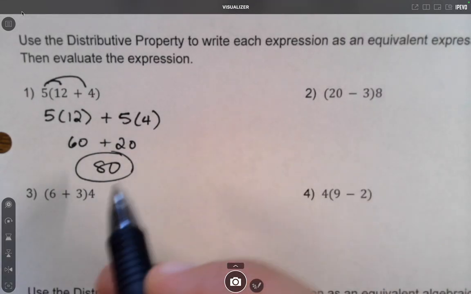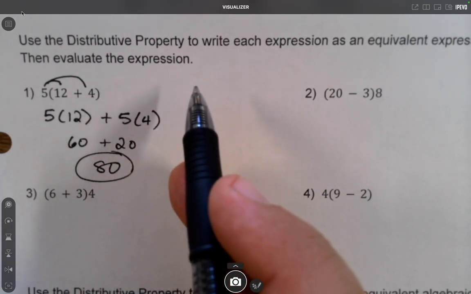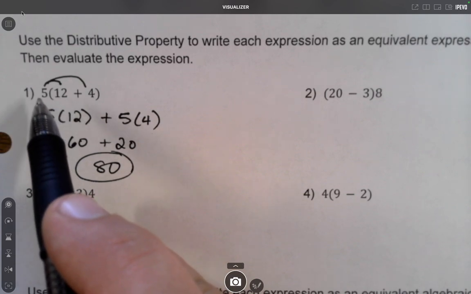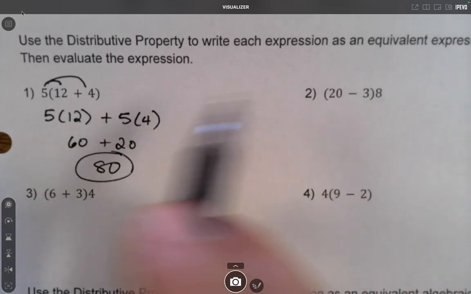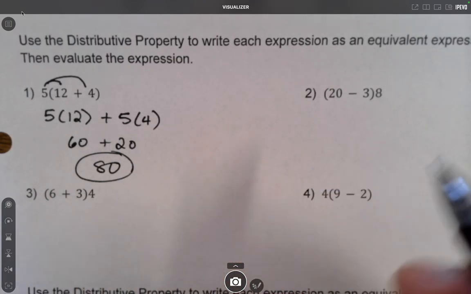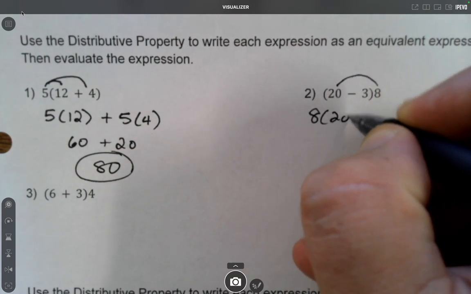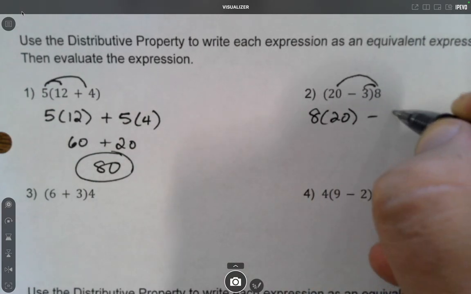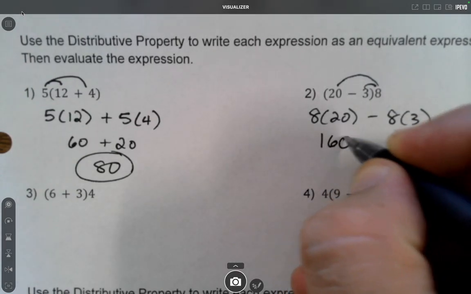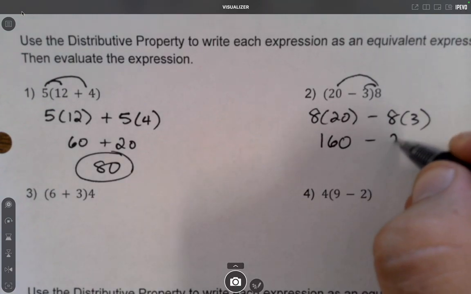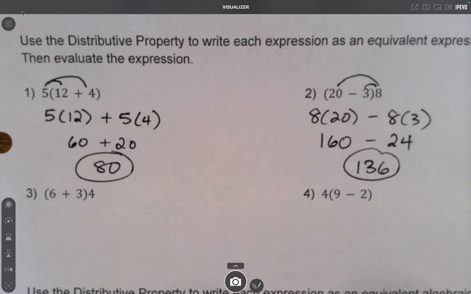Now, on number 2 and number 3, I wrote them this way to make sure you know the property works the same way whether the thing you're multiplying by is on the left of the parentheses or on the right of the parentheses. It makes no difference. It works just the same either way. So we do 8 times 20 minus 8 times 3. 8 times 20 is 160. 8 times 3 is 24. When we subtract those, you get 136.